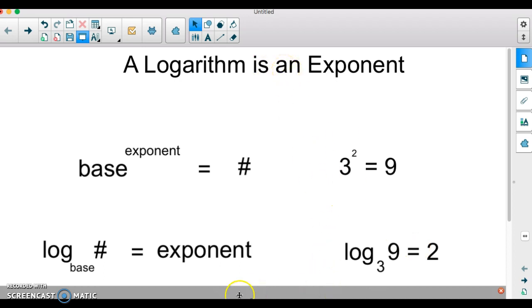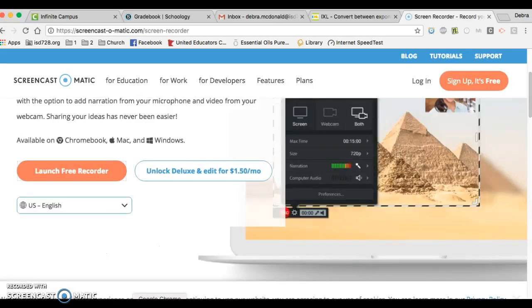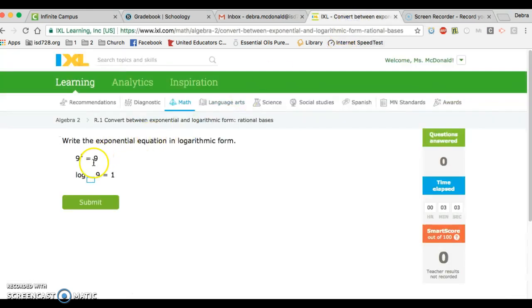So let's go into our IXL and take a look at this. So we are asked to write the exponential equation in logarithmic form. So our base is this 9. 9 to the 1 is 9, that's true. So when we rewrite that, our little base down here is going to be the 9. It's this 9, the one that's the base.